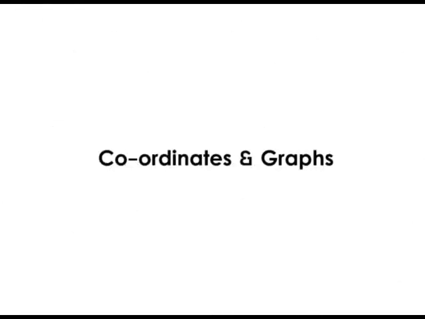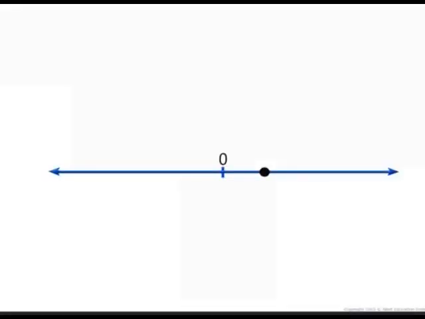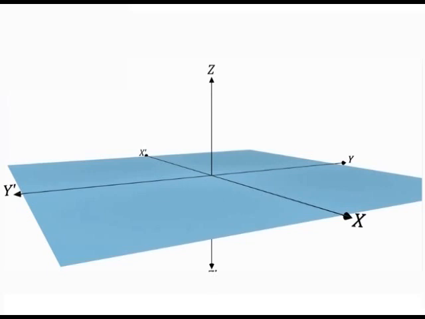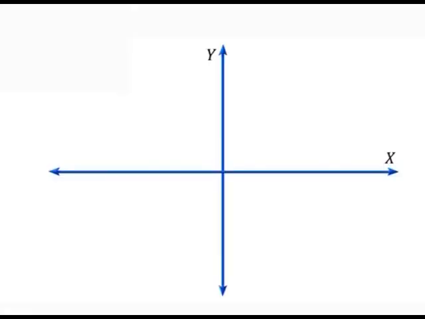Next chapter, coordinates and graphs. So far, we know how to represent a point on a number line, but that is only limited to a unidirectional point. Any point on a flat surface or plane is represented using at least two coordinates, indicating the distances from a reference point. A Cartesian plane is found by simply combining two number lines perpendicular to each other.